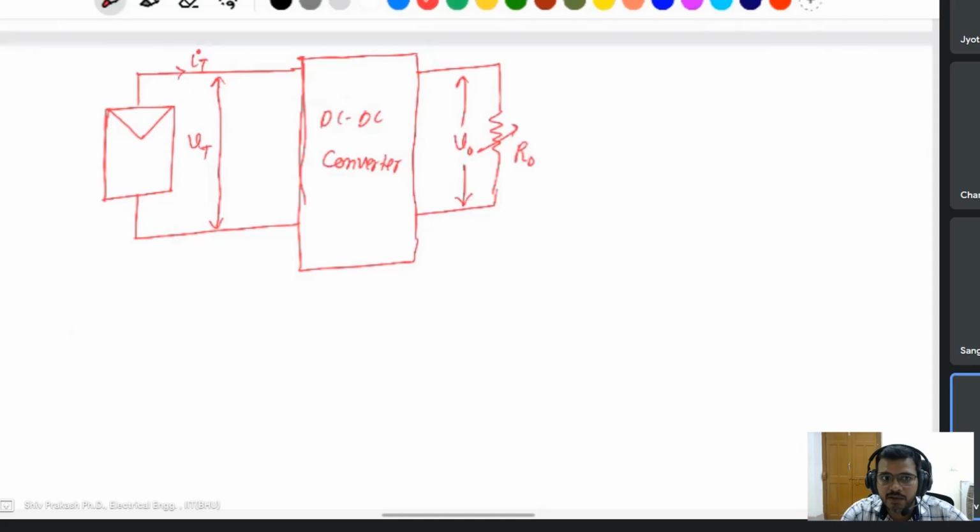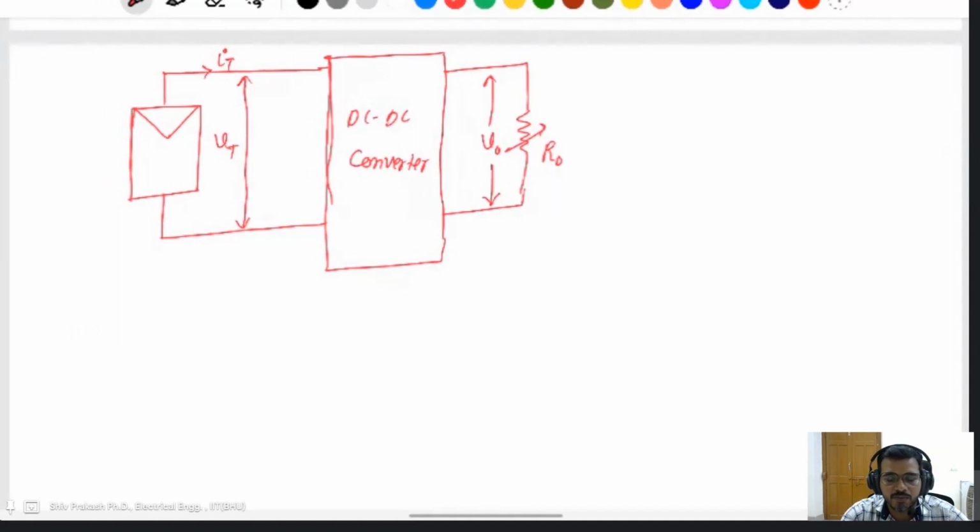In any DC-DC converter, the control input is only the duty cycle of the switches. How many switches are used in the converter? Most converters use only one switch, like the buck converter, boost converter, and buck-boost converter. But some converters use 2 or 3 switches, like a 3-port converter or a 2-switch converter. You can only control the switches by giving the duty cycle to control the output, or for the maximum power point you can match the input impedance.